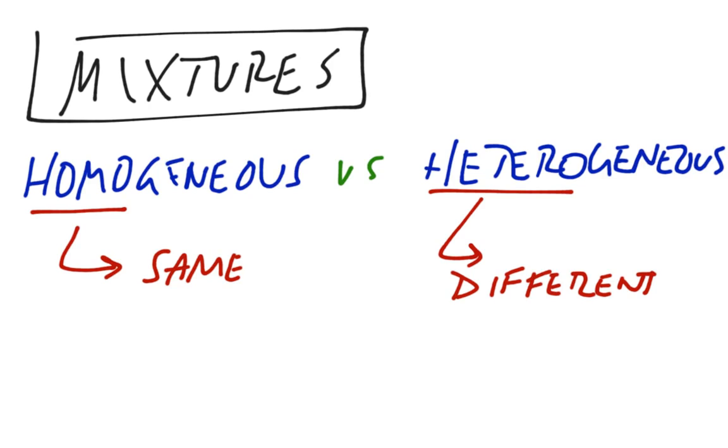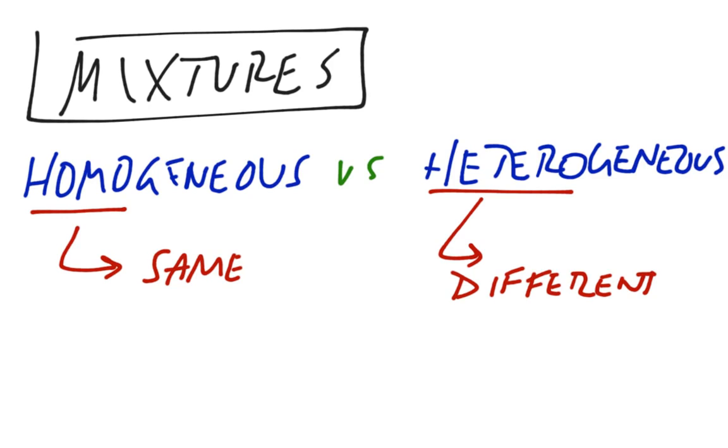A homogeneous mixture has the same consistency anywhere you get it. If you obtain a sample right at the surface or deep down at the bottom, it will contain the same number of particles that you are examining. Heterogeneous, on the other hand, would be different throughout. You might have a higher concentration of whatever at the bottom than you do at the top. And that's the major difference between them.